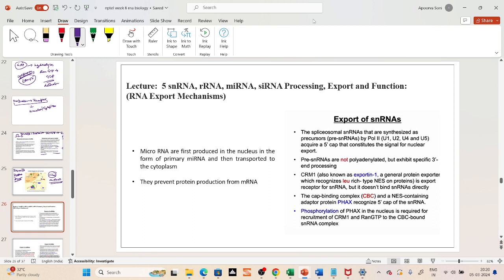Then we come to lecture 5, where we're talking about the export. Now we come to the RNA export mechanisms of spliceosomal RNA. So spliceosomal RNAs are U1, U2, U5. Again the same mechanism is there, that they will bind to a receptor which is known as CRM1, which is also an exportin 1 receptor, and then they will just move out of the nucleus to the cytoplasm.